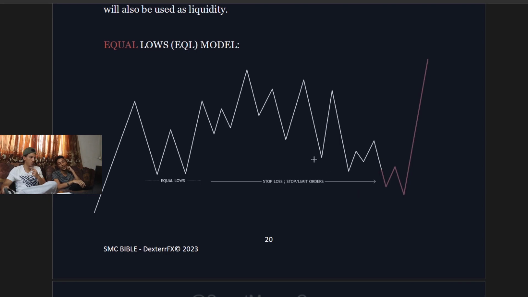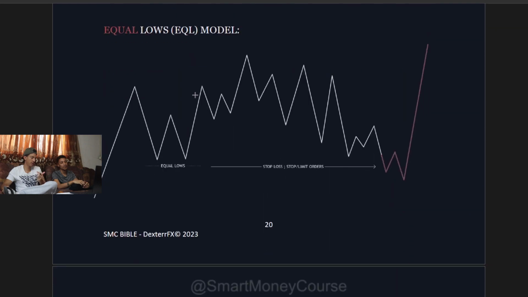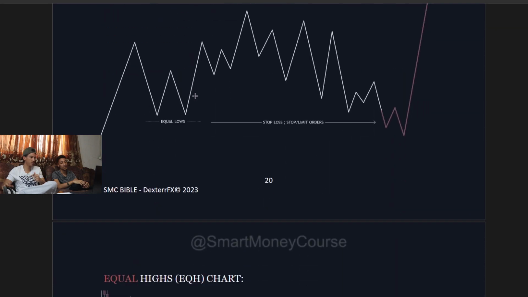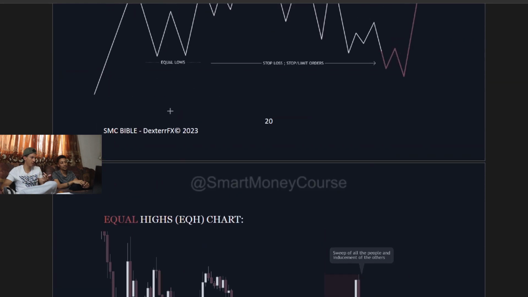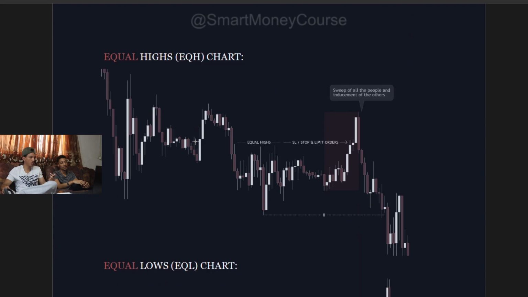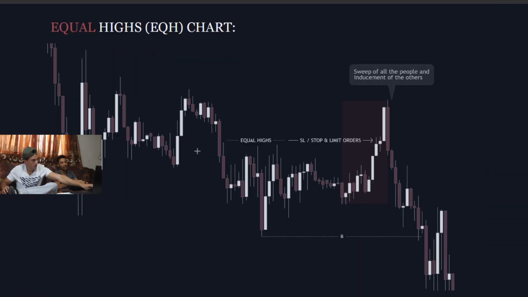So far we've identified two models, which is your equal high and equal low. So write it down, have a visual representation of it. So here is just your equal high in chart form and not line form. So this is how it will actually look on the chart. So let's just zoom in.